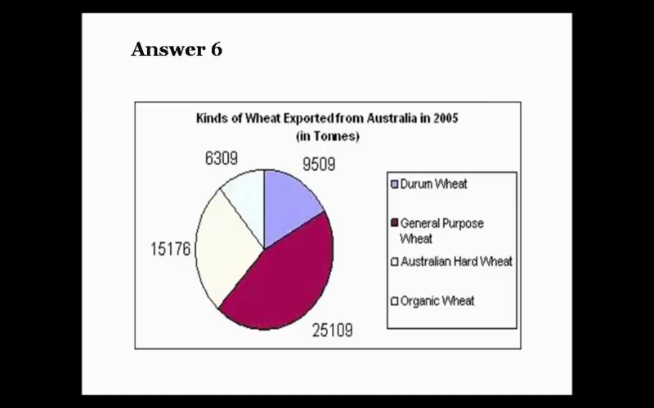The pie chart gives information about the kinds of wheat exported from Australia in 2005. To begin with, we can see that there are categories in comparison, which are Durham's wheat, general purpose wheat, Australian hard wheat, and organic wheat. According to the graph, the largest proportion goes to general purpose wheat at 25,109, while the smallest proportion goes to organic wheat at 6,309. Last but not least, for the rest of the categories, the numbers are ranging from 8,509 to 15,176. In conclusion, this is a very useful graph, and it helps us to understand the different kinds of wheat have different proportions.